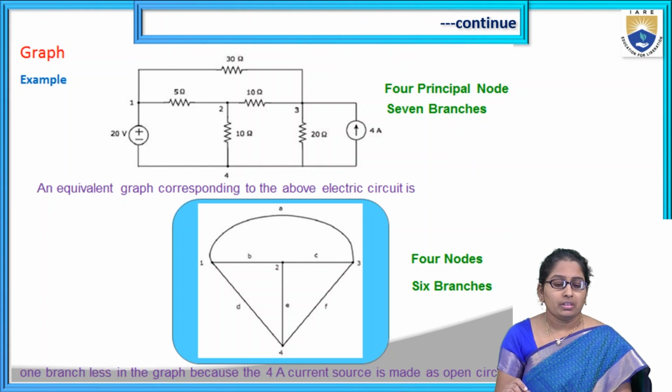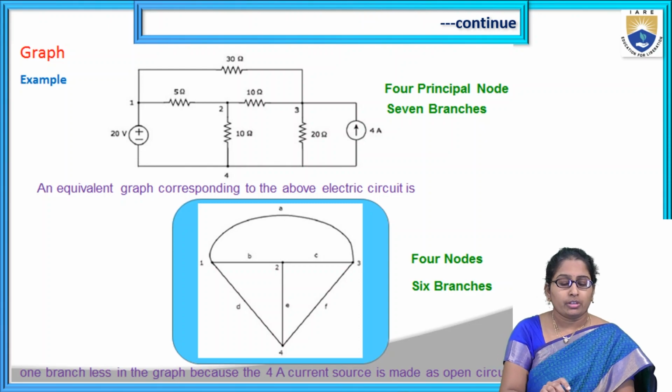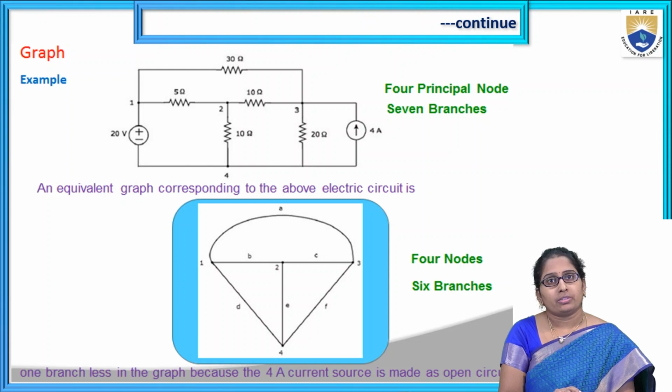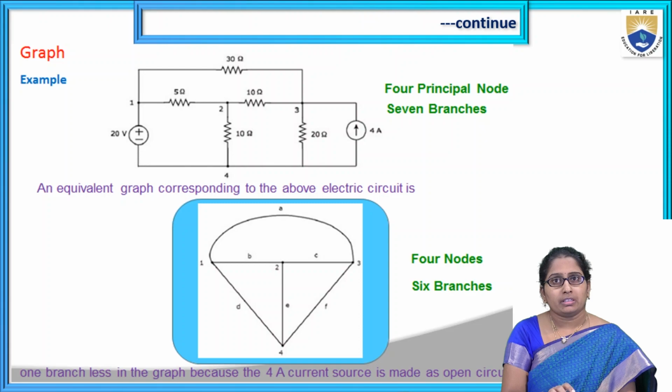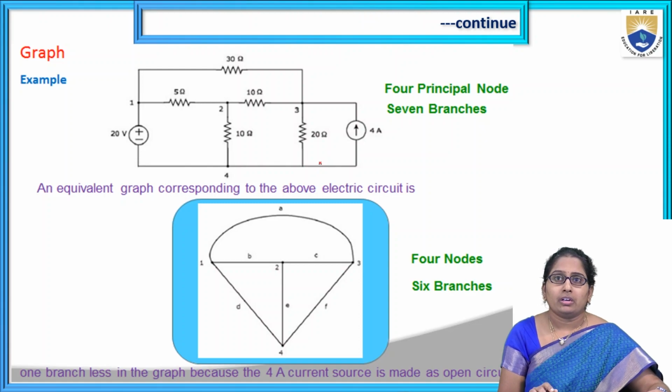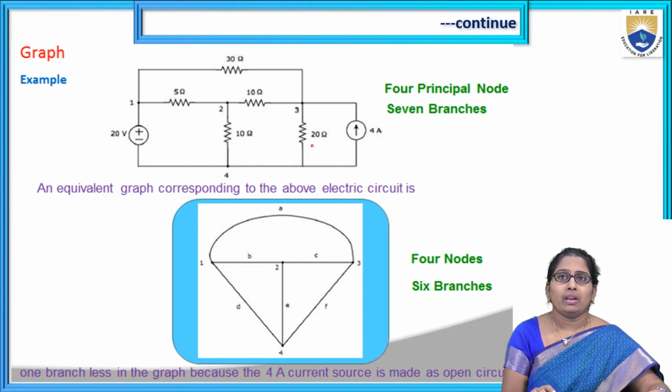An example: the given electrical circuit has a voltage source, a 20 volt battery, and these are the different resistors present: 5 ohm, 10 ohm, 10 ohm, 20 ohm, and on the top we can see 30 ohm, and on the other side there is a current source. So this is the given electrical circuit. Now how to get its equivalent graph?